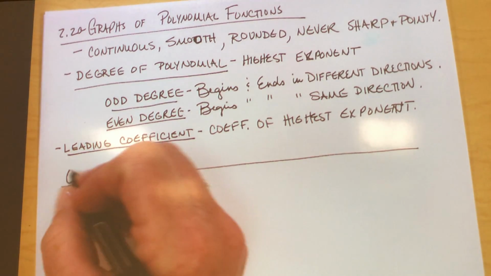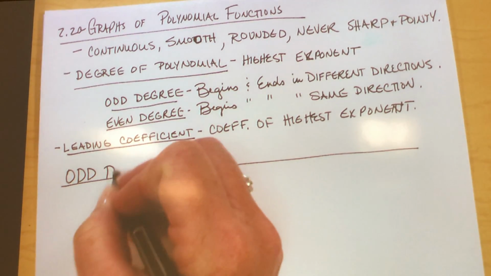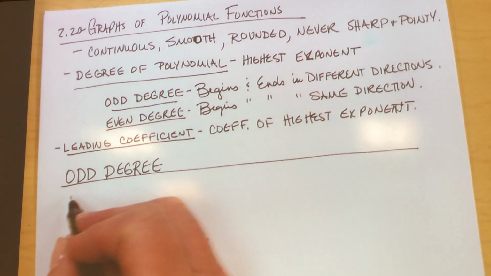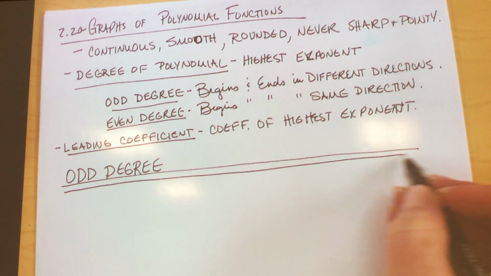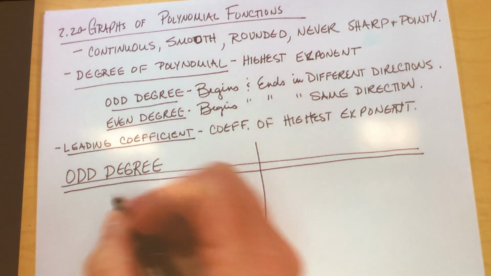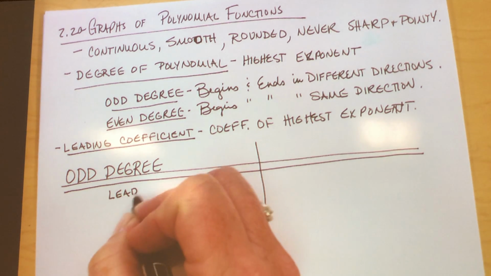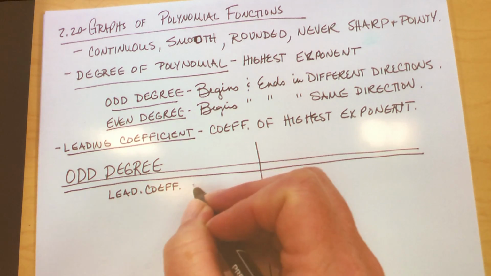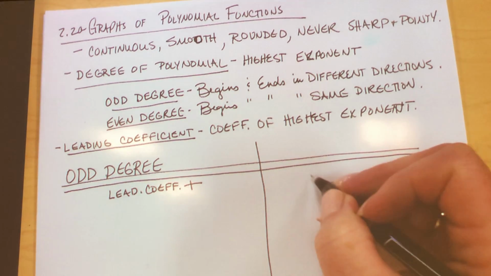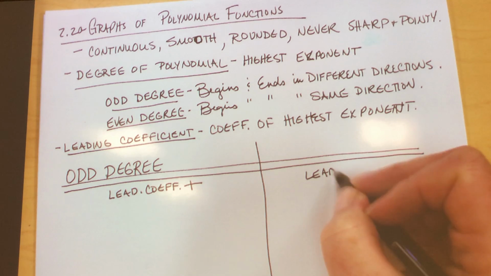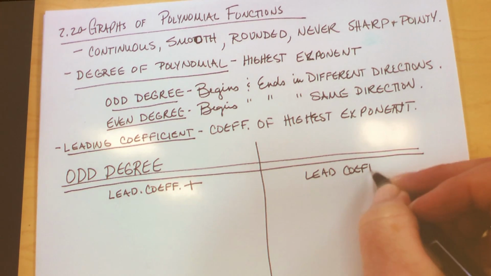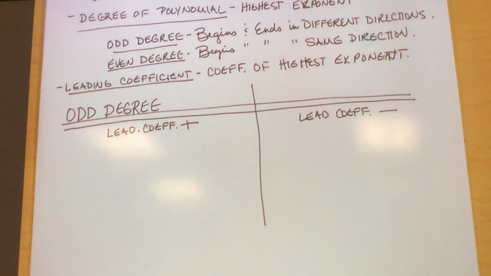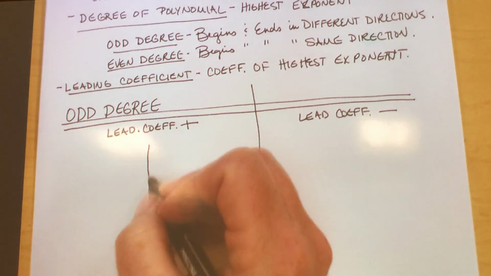So first I'm gonna talk about the odd degree. Okay, so odd degree, there are two things that can happen. I could have a leading coefficient that is positive, or I could have a leading coefficient that is negative. Okay, so we're gonna talk about what they look like.